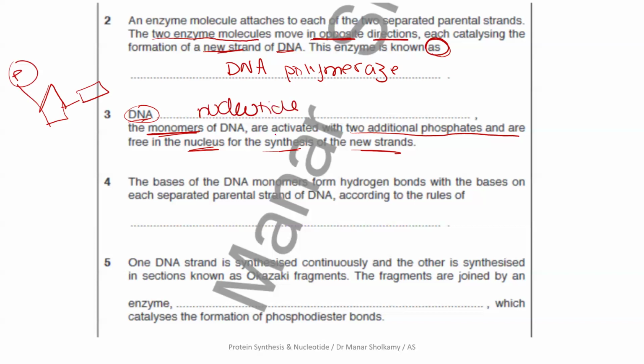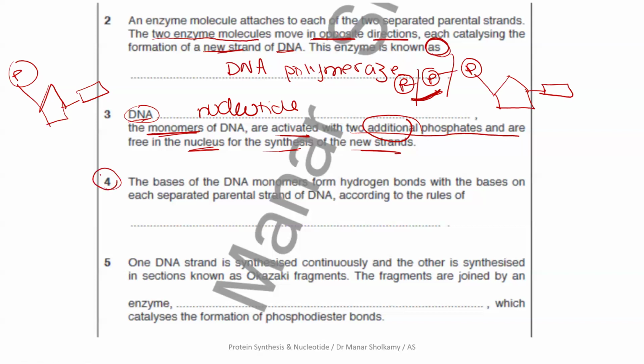The monomers of DNA, they are activated. Look at this. With two additional phosphates, the DNA nucleotide is made up of one deoxyribose sugar and a nitrogen base and one phosphate. When we have two additional phosphates, they will become free activated nucleotides. They are activated due to the presence of the phosphates. Now they're called phosphorylated nucleotides. And the DNA polymerase will break those phosphate molecules, releasing energy. And this energy is going to be used in the building of the DNA molecule.